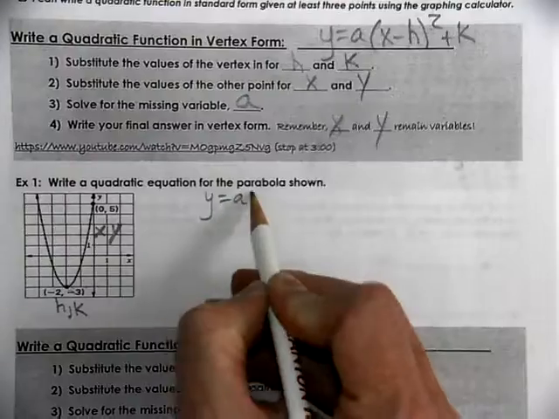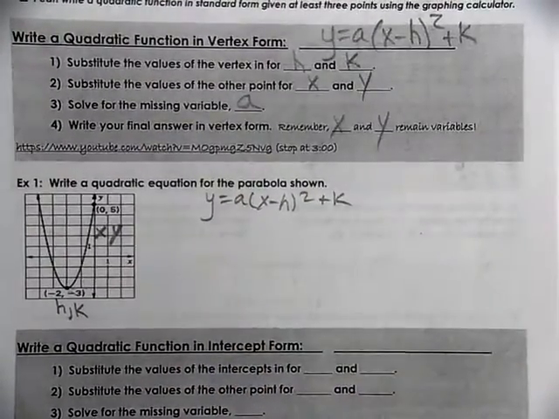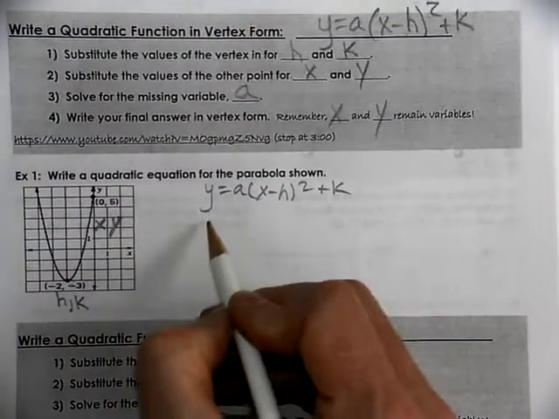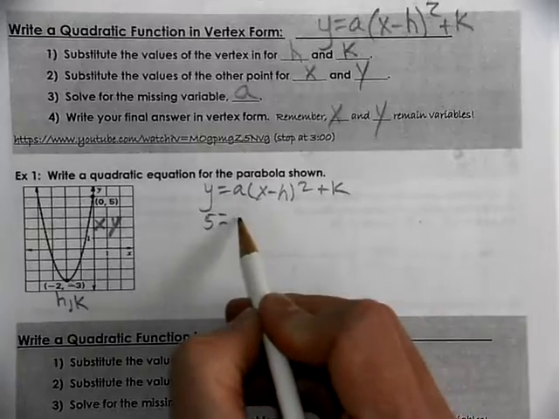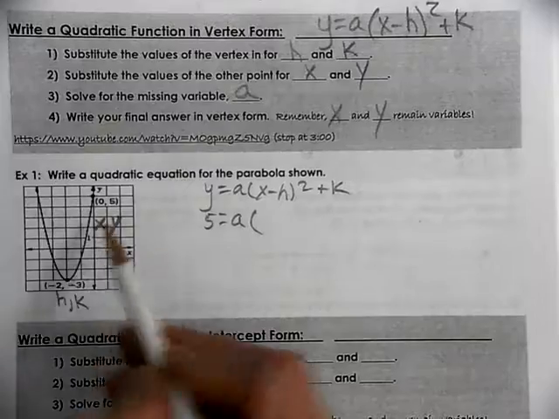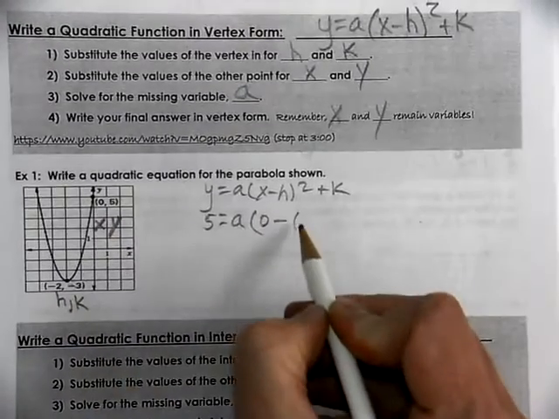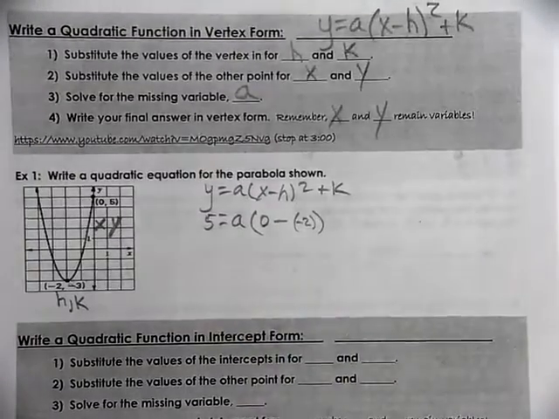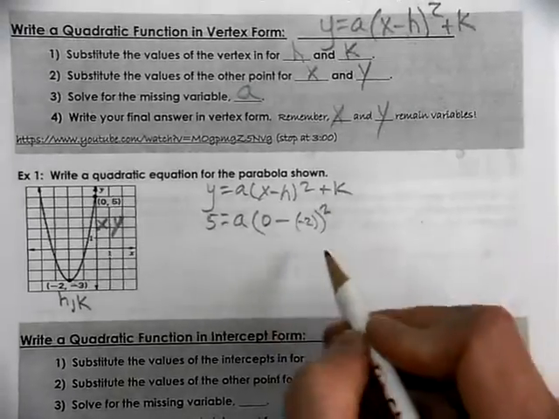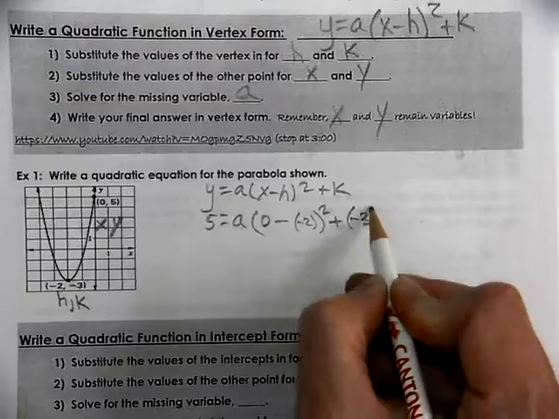So y equals a, x minus h, squared, plus k. That's our vertex form because they give us the vertex. Our y value is 5. I don't know my a. My x value when my y value is 5 is 0, minus my negative 2. So it's important to write down parentheses, negative 2, squared, plus my k value of negative 3.